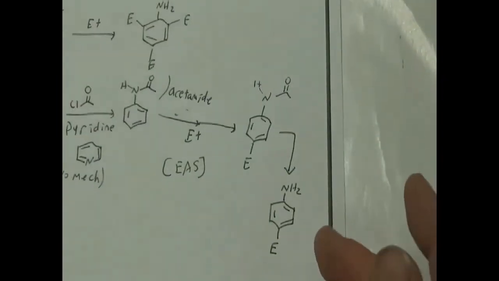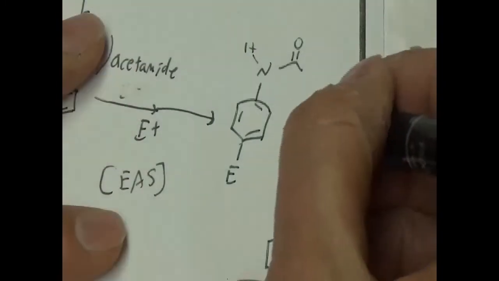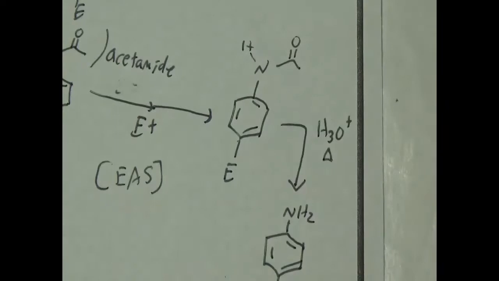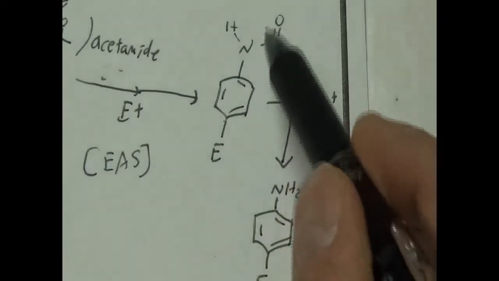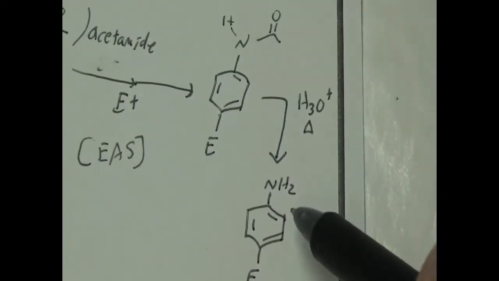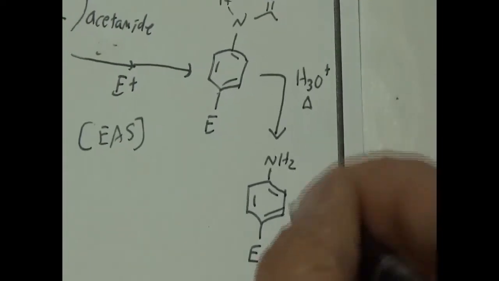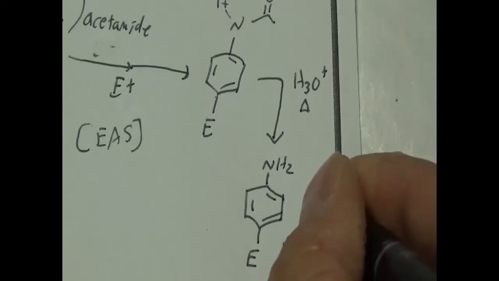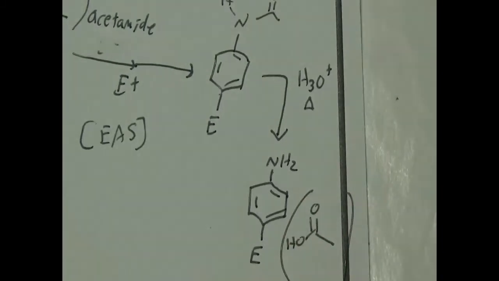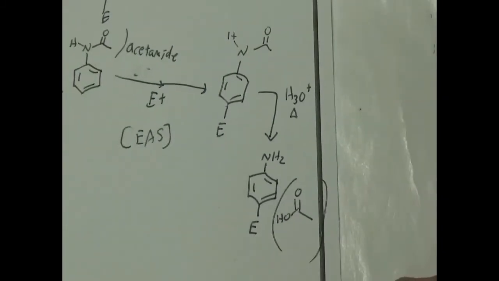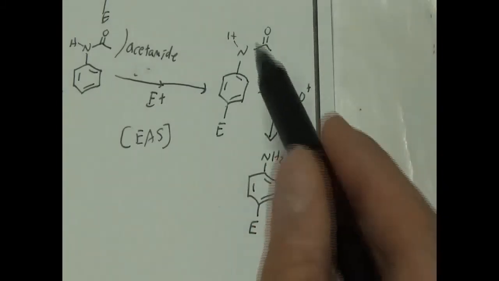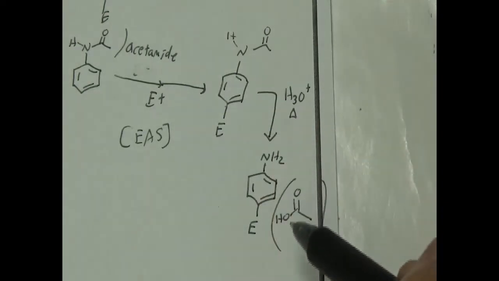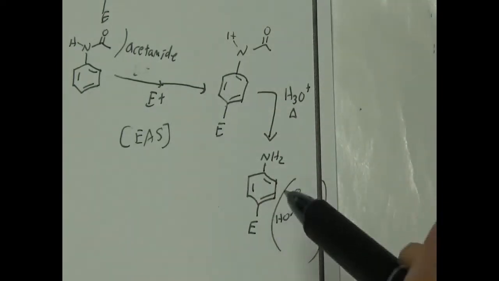And to deprotect, it's H3O plus. It's acid, water, and heat, usually. Acid, water, and heat will cleave this amide into the amine. The byproduct is acetic acid, OH. I'm going to put parentheses around it because it's not really that big of a deal what the byproduct is here. But it's basically hydrolyzing the carbon-nitrogen bond. So yeah, it hydrolyzes and you get the deprotected product.